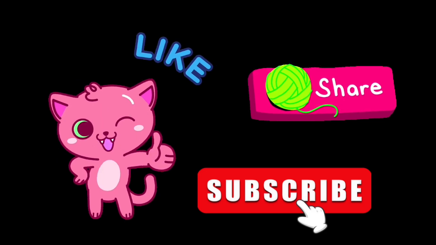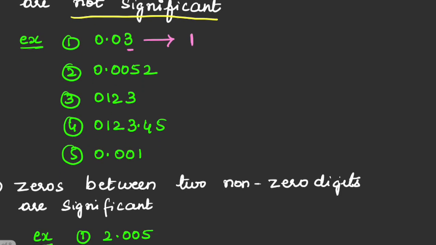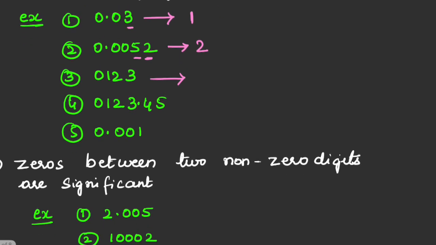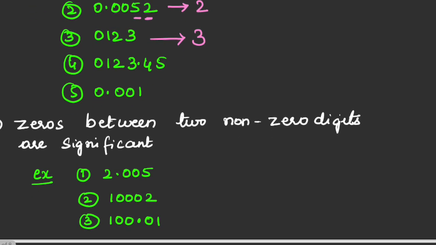We'll see the second example. Here these two are non-zero digits. In front of non-zero digits, if zeros are there, all this will become insignificant. So we can write here the number of significant figures is 2. And here, these are non-zero digits. You can see in front of the non-zero digit there is 0. So this becomes insignificant. We are going to count this 1, 2, 3. So the answer will be 3 significant figures in this example.